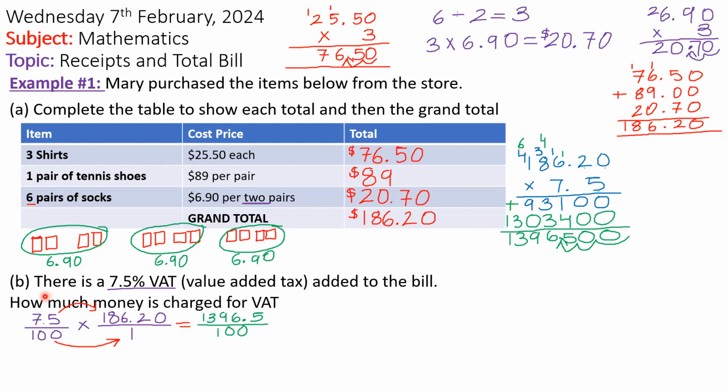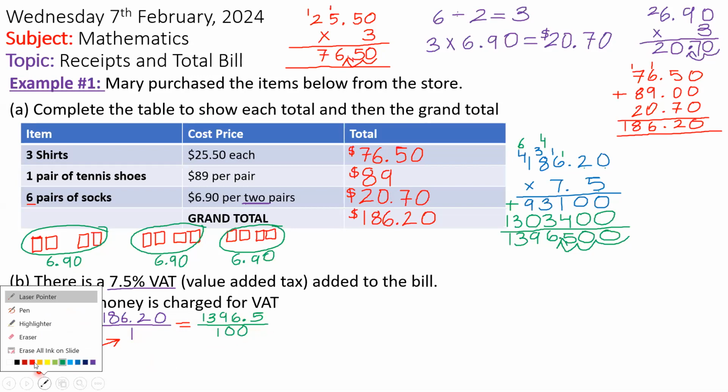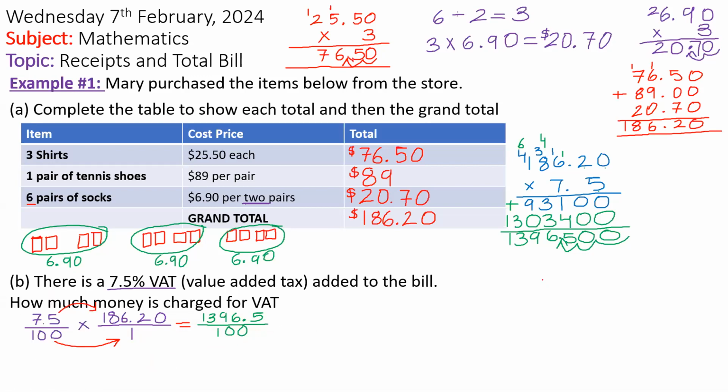So now we have $1,396.50 divided by 100. Remember what I told you, I would divide by 100. If you're dividing by 100, all you need to do is move the decimal place how many times? 1,396. Do you remember? When you're dividing by 100, how many times do you need to move the decimal point? Twice.